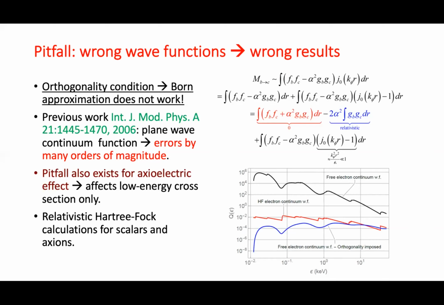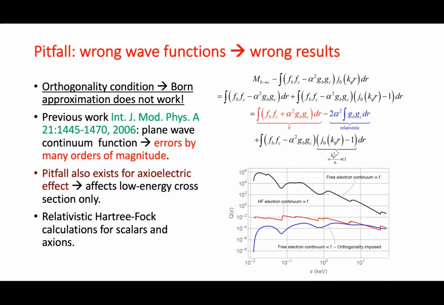But when you do the calculation with the Born approximation, using a plane wave for the outgoing electron, the orthogonality condition is not fulfilled, and you have very wrong results. This is just a graph. This black curve shows you the plane wave for the outgoing electron, and the red curve has the correct, in this case relativistic Hartree-Fock, wave function. You see the difference may exceed 8 orders of magnitude, because in the matrix element the error is 4 orders of magnitude, like alpha squared here, yes? And in probability it will be alpha to the 4, so it's 8 orders of magnitude. So we corrected these mistakes.